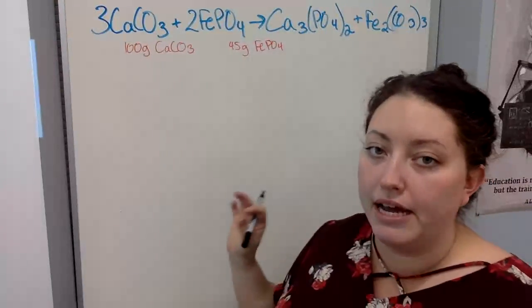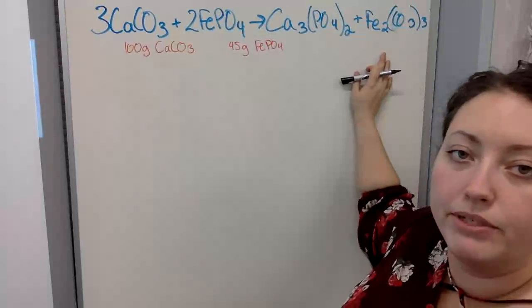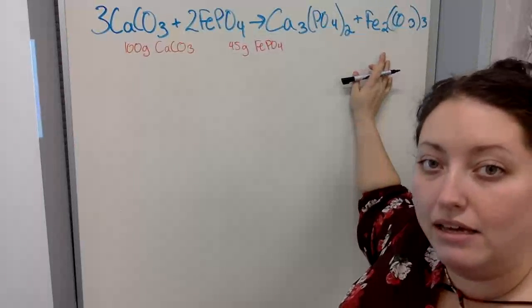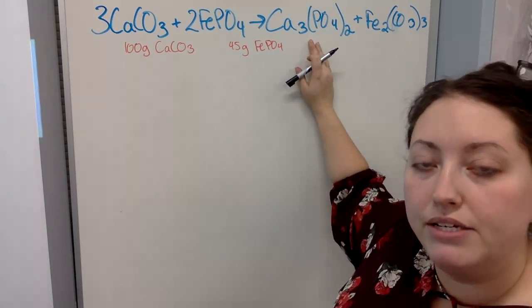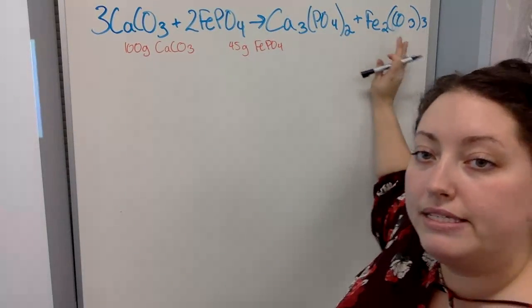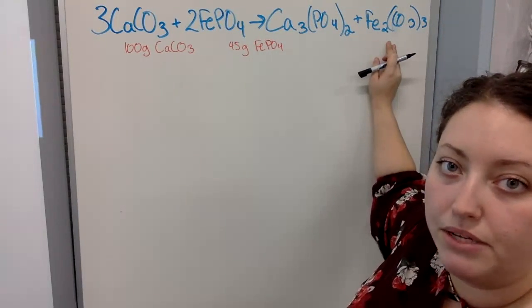Okay, so for this step, you pick one of your products to convert it into. It doesn't matter which one. If you're looking at the key on Canvas, for this one, I chose the calcium phosphate to convert it into. You would get the same answer using the other product. So that part's up to you.